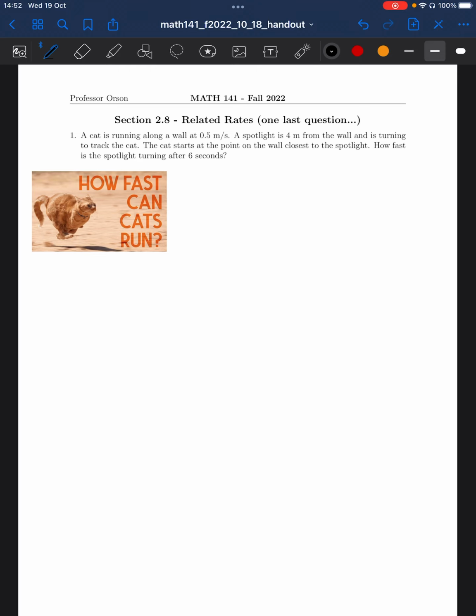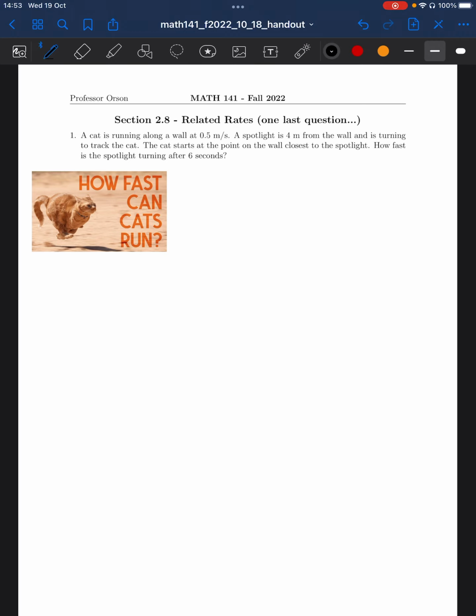So as with all related rates problems, we start by reading the question thoroughly. So a cat is running along the wall at 0.5 meters per second. So, okay, that's a clue. That means that there is a speed, which is a rate of change. So position of cat is going to be a good variable.